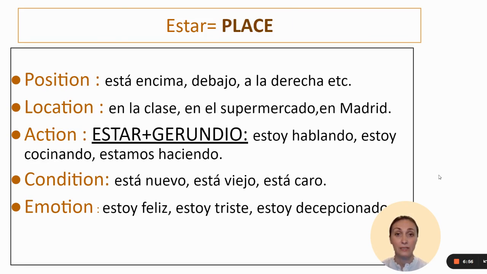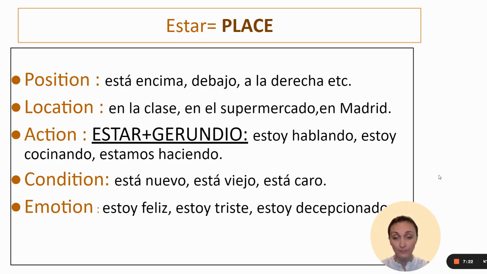Now, estar, it's place. So when I talk about position, I have something like where something is located. Encima, debajo, a la derecha, a la izquierda, okay? When I talk about location, I'm being more specific, but about a place, right? En la clase, en el supermercado, en Madrid.